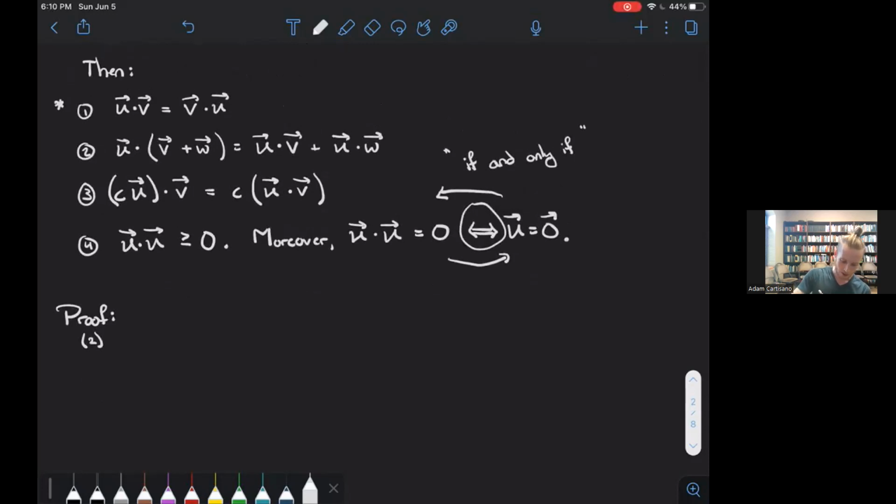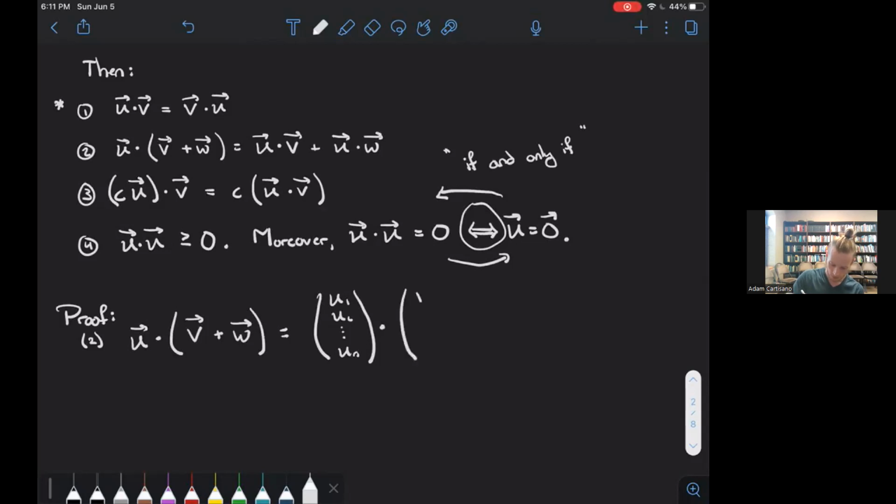So we start with u, and we want to dot with v plus w. All three of these, u, v, and w, are vectors in Rn. So let's write them as such. We've got u1, u2, all the way up to un. We're going to dot that vector with the vector v1 plus w1, v2 plus w2, all the way up to vn plus wn.